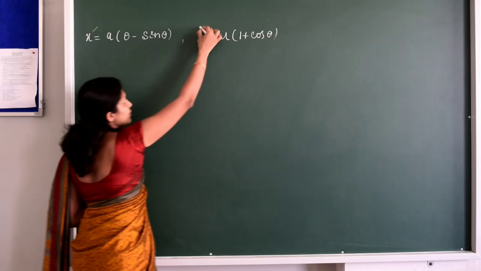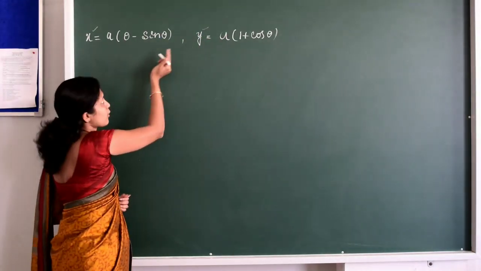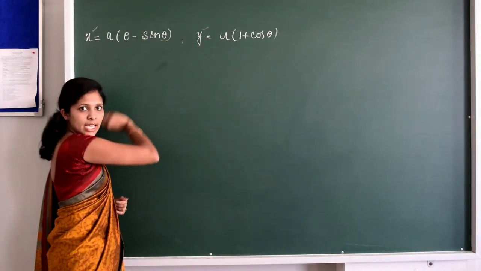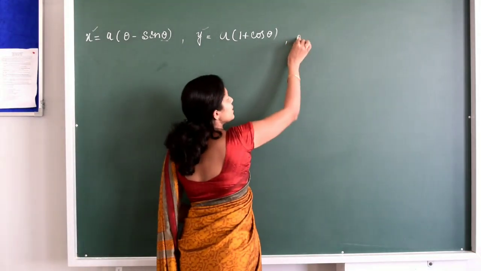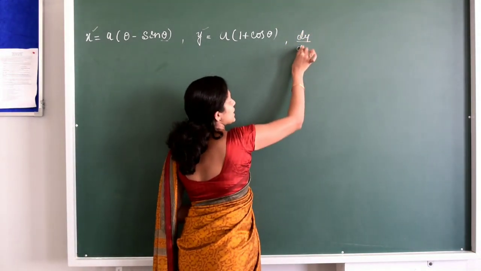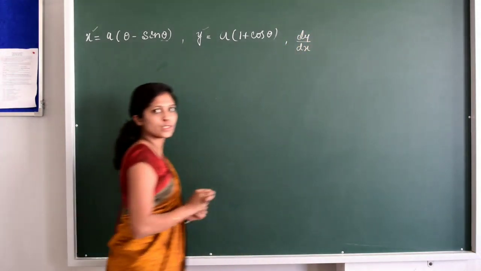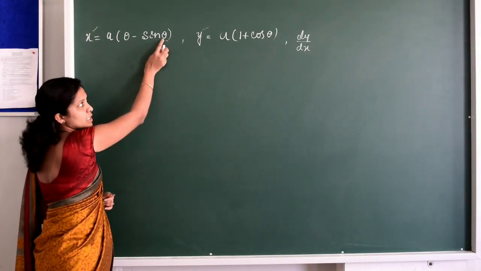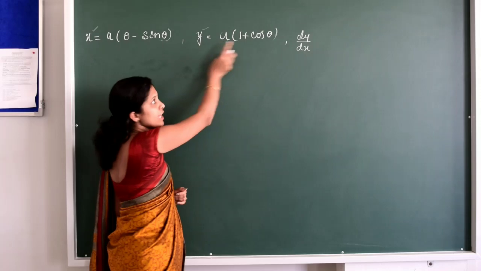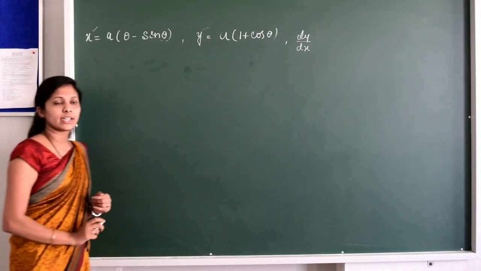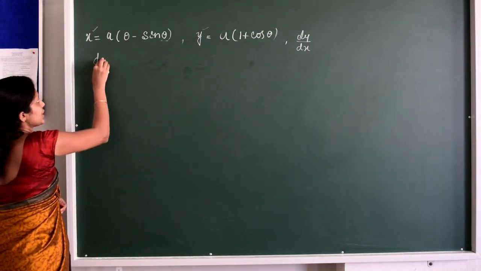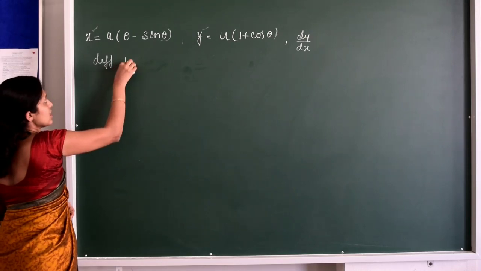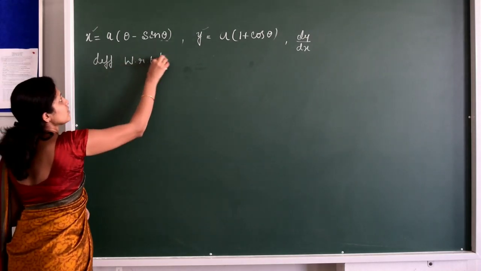x is there and y is there. Those x and y are in the form of theta, right? Another variable is theta, and you have to find dy by dx. So it is in the parametric form. First, what you have to do? You have to differentiate the function x with respect to theta, and you have to differentiate y with respect to theta. So, differentiating the given function with respect to theta.